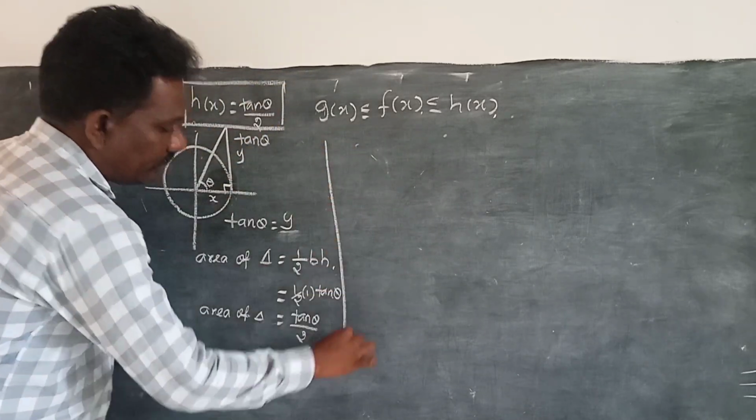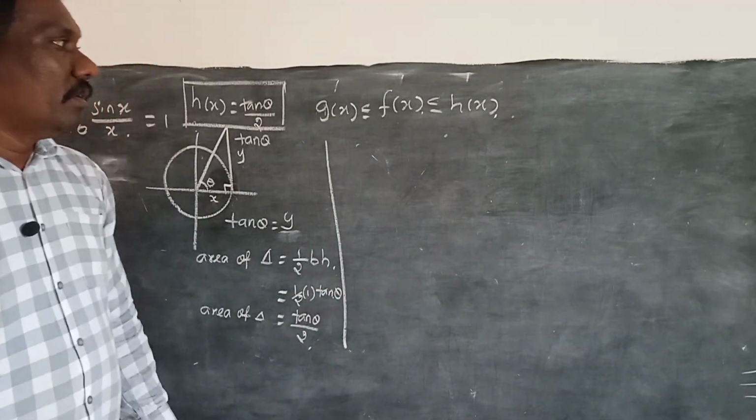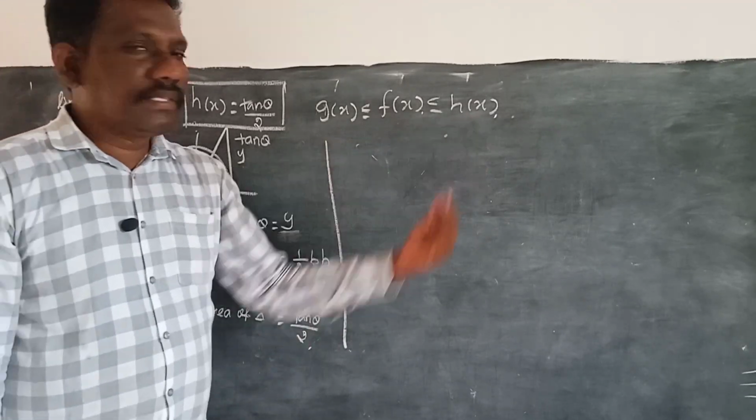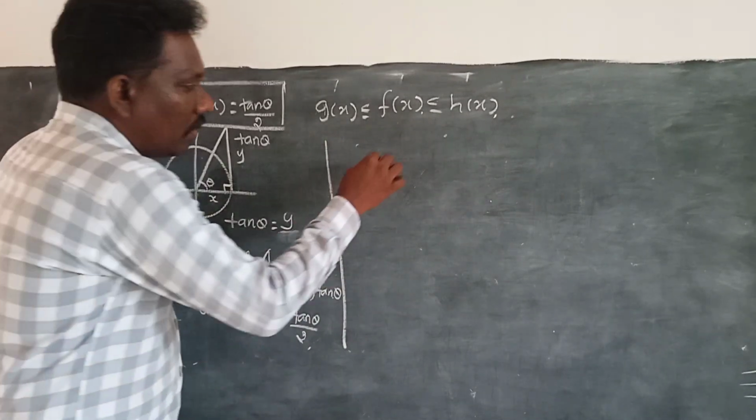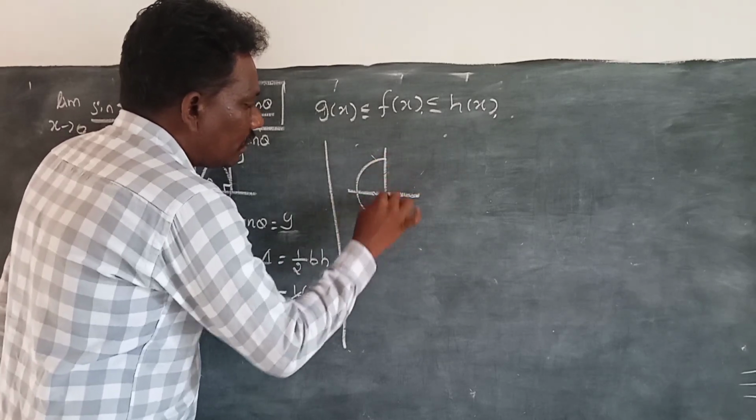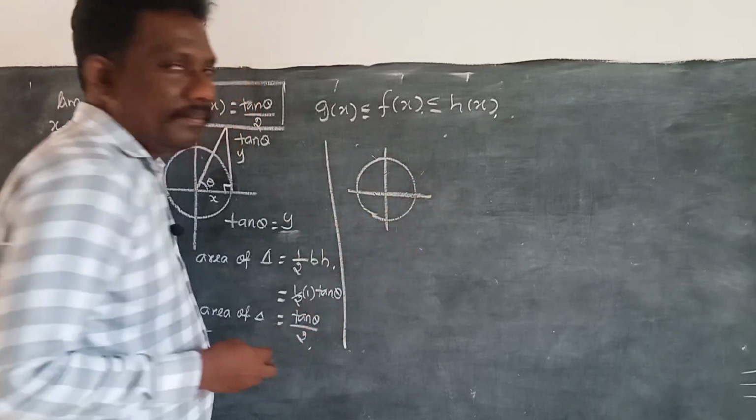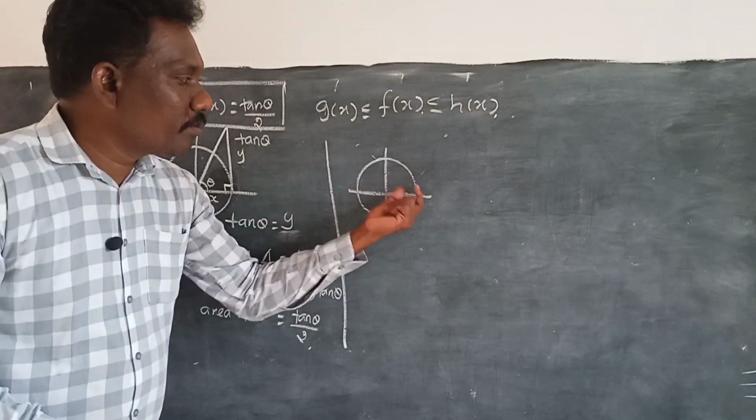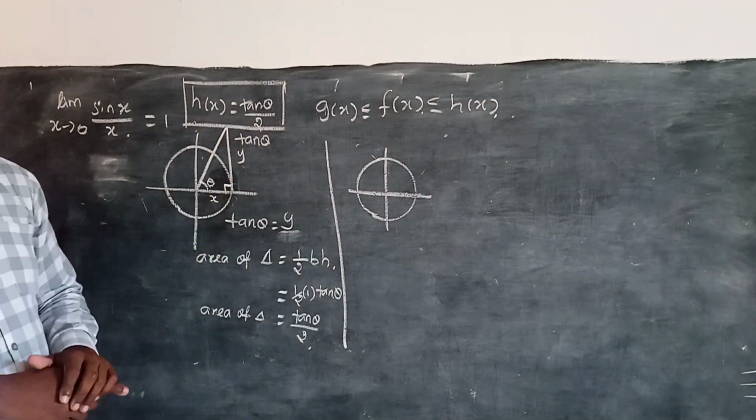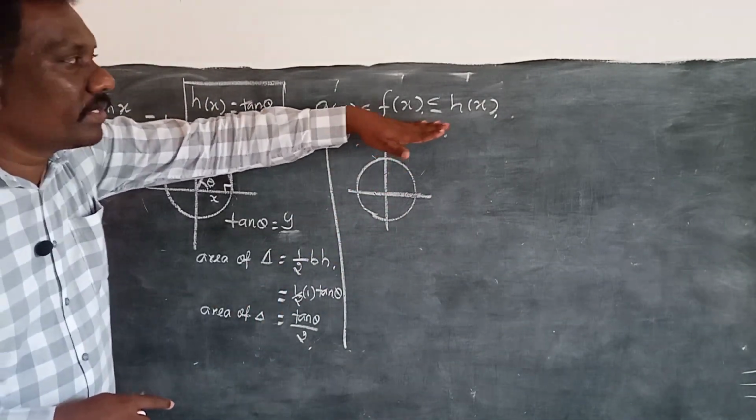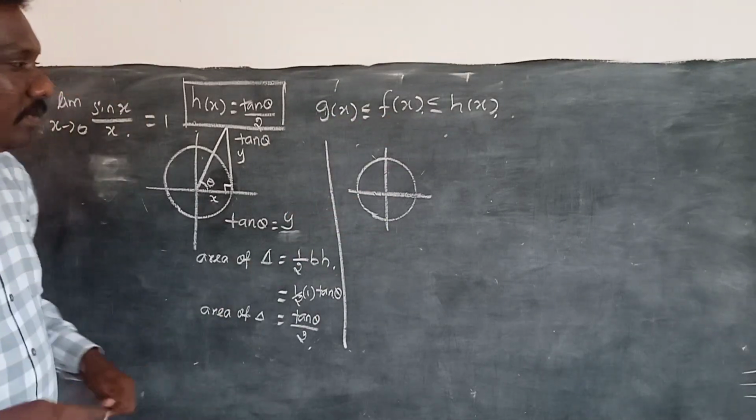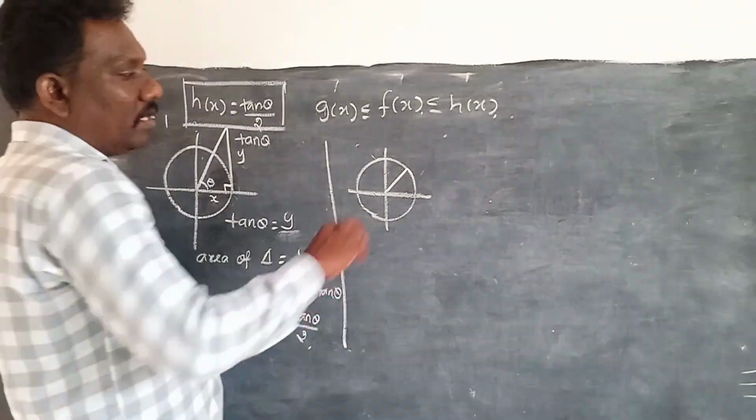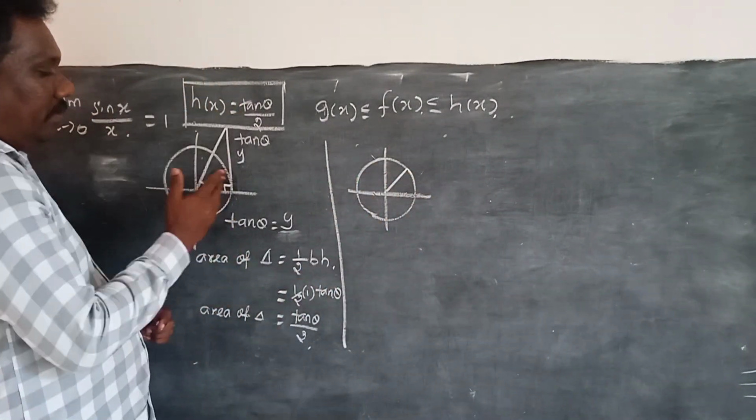Next, I need to define the next function f of x. But seeing this inequality, f of x needs to be smaller than h of x. So again I am going to have a 1 unit circle, but this time I am going to have a sector, which could be the smaller shape than the right angle triangle. So that is the justification of the inequalities here.